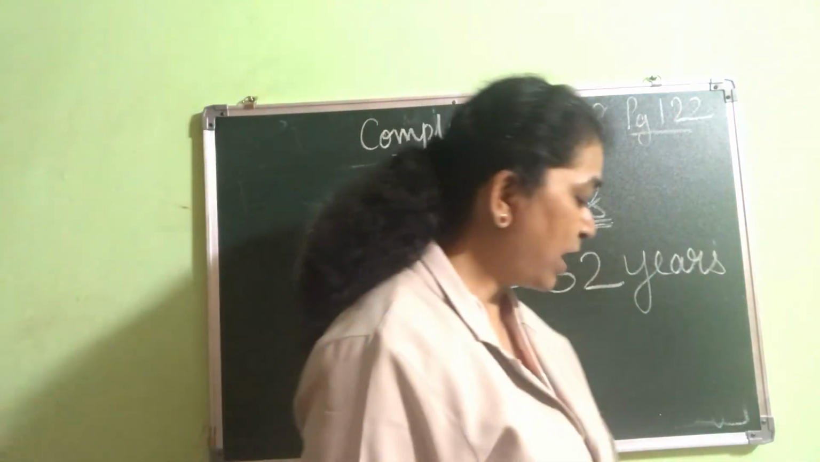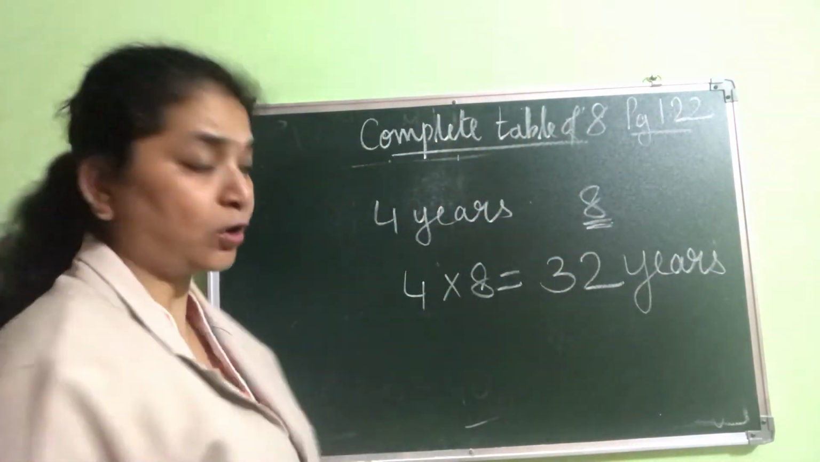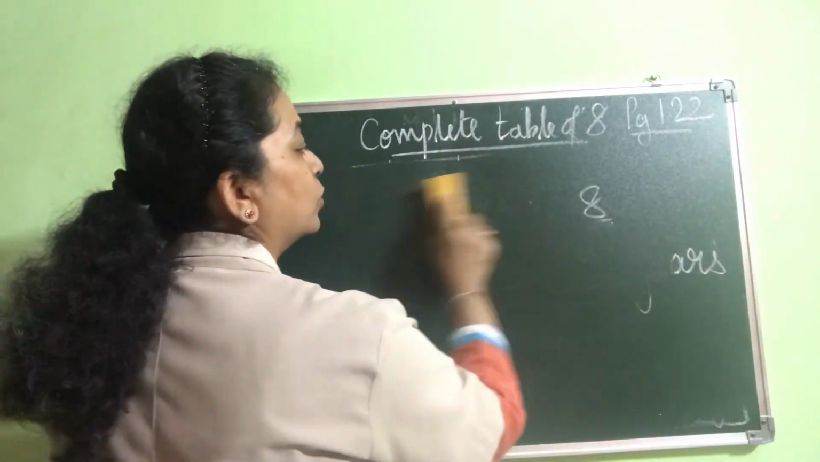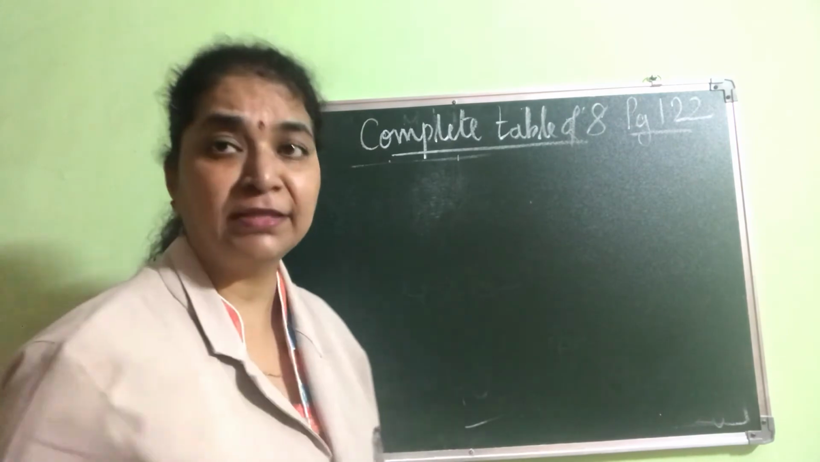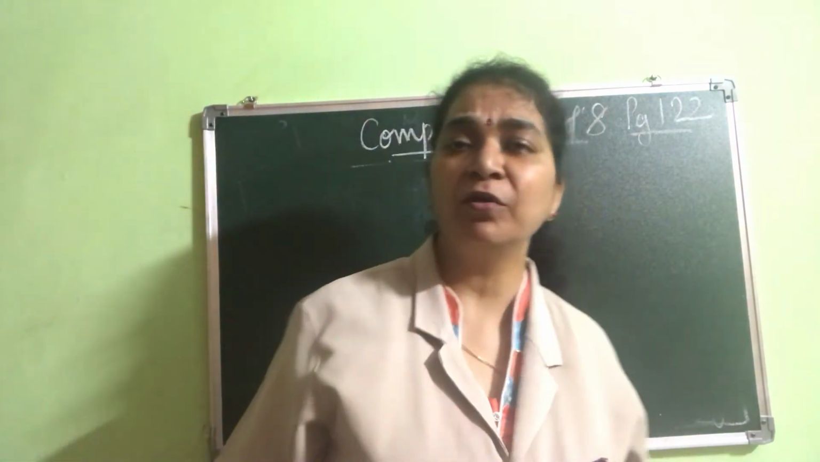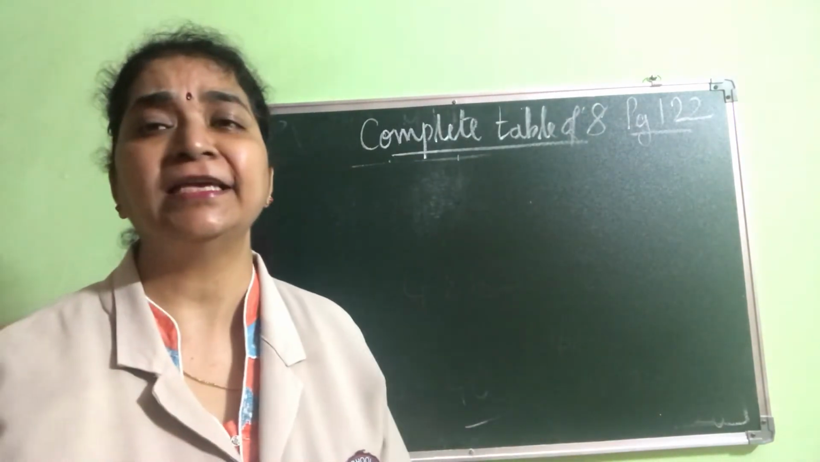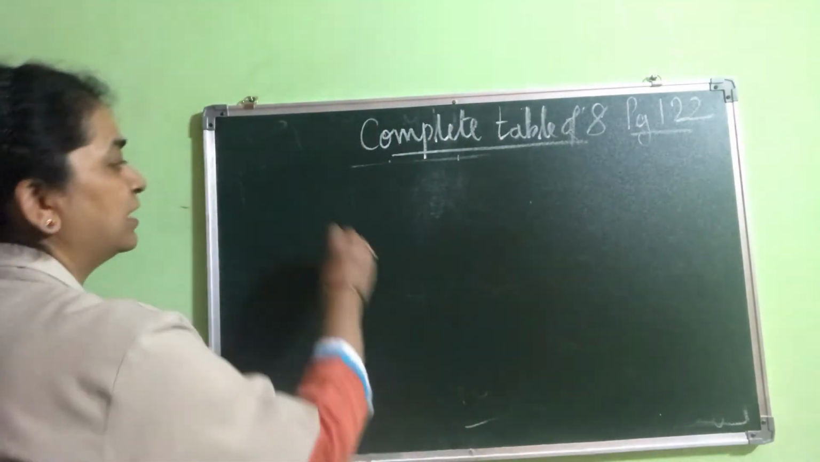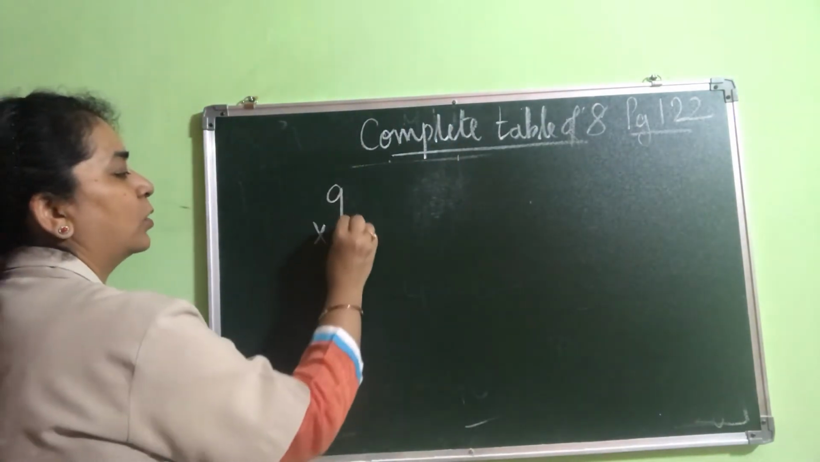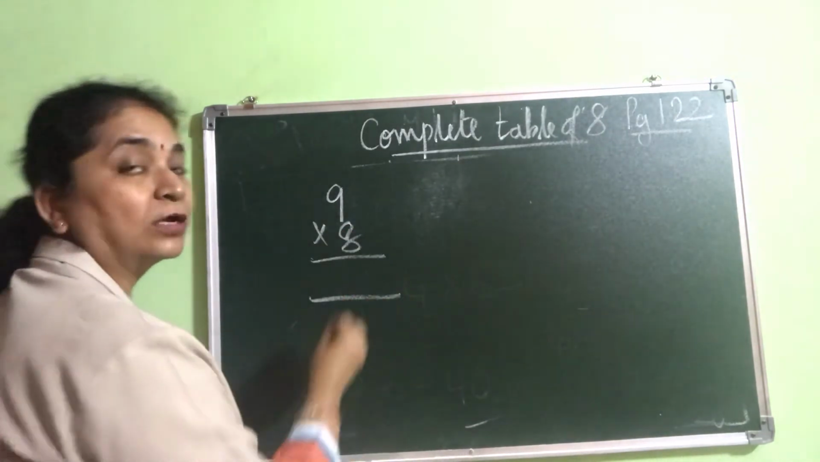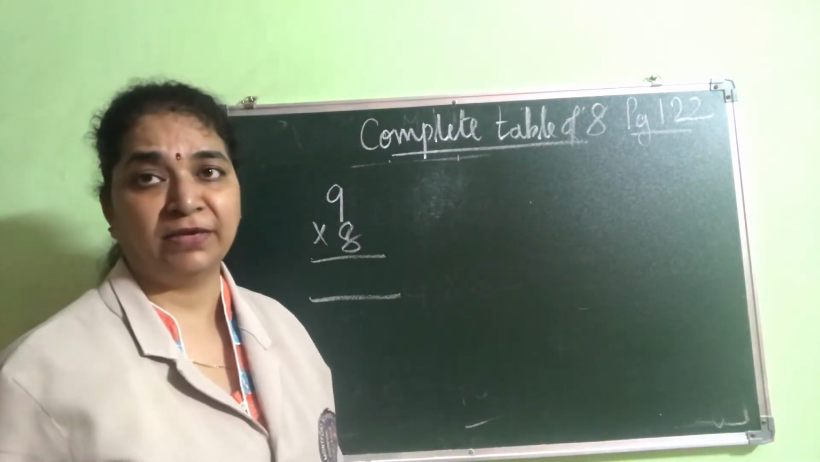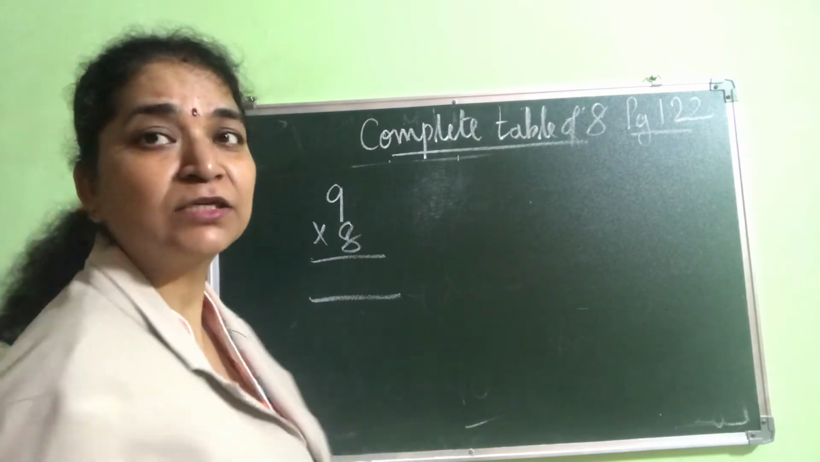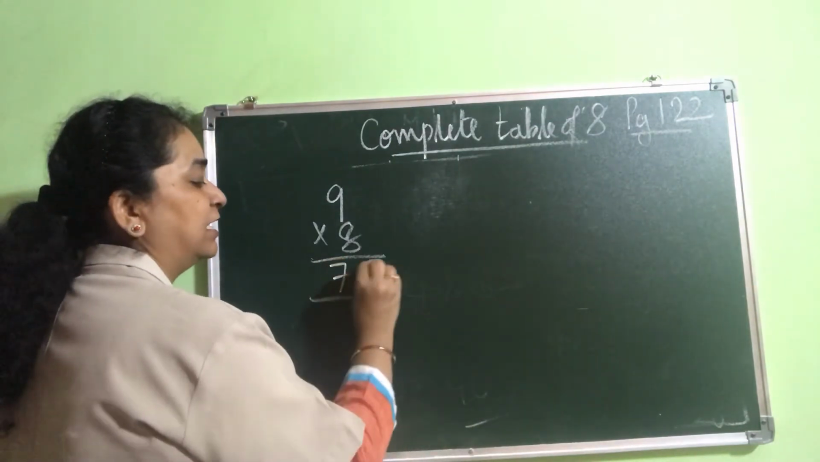Now the last part is we have to find the product. Again here you have to learn the tables. If you learn the table, you will be able to do this very easily and very nicely. First thing is he gave 9 8s or 8 9s. What is 8 9s? Tell me. It is 72.